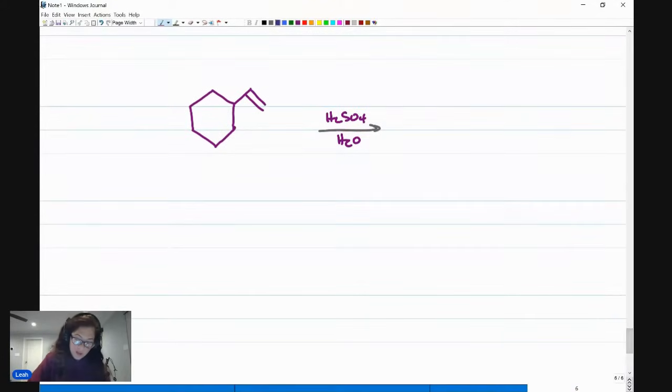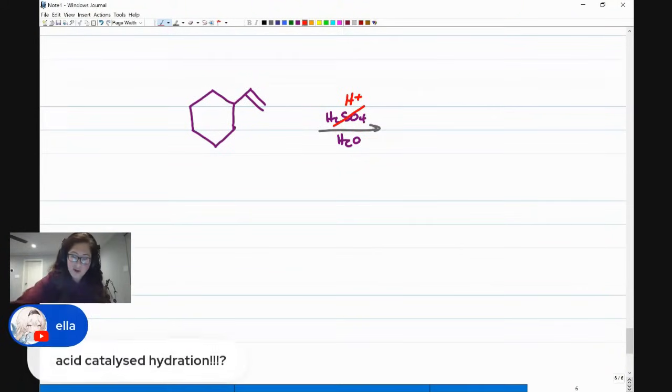What am I dealing with? I have an alkene. That is the most reactive. It's reacting with an acid catalyst. The H2SO4 is only here to serve as a source of protons in solution. That is my acid for acid catalyzed hydration. And I know that I'm going to put an alcohol on the product. Now, this is a Markovnikov addition.